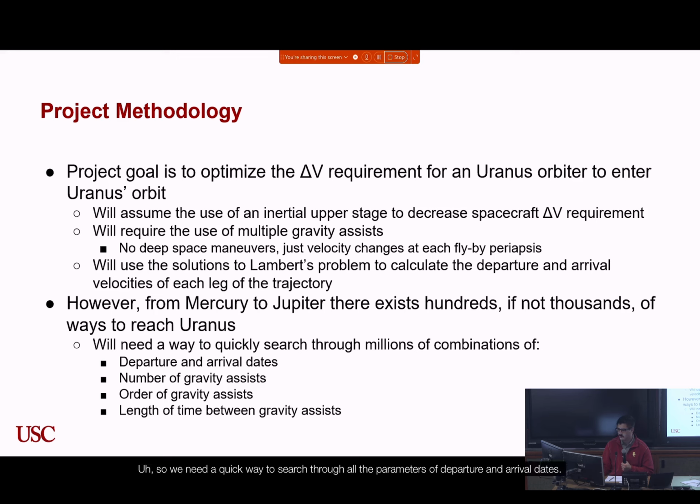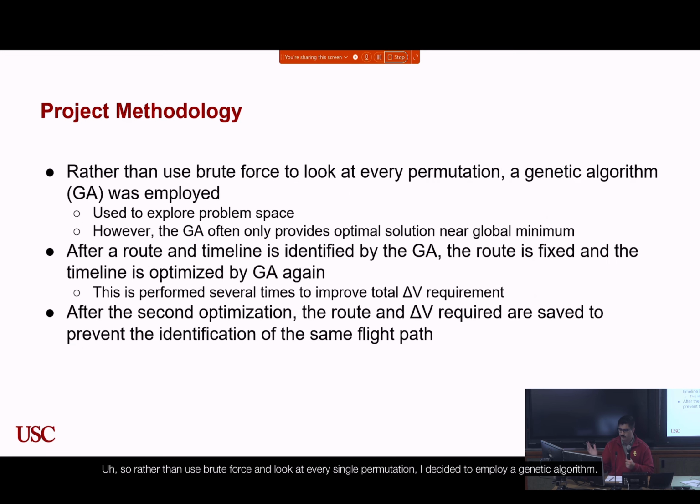So we need a quick way to search through all the parameters of departure and arrival dates, number of gravity assists, the order of the gravity assists, as well as the time in between each of the gravity assists. So rather than use brute force and look at every single permutation, I decided to employ a genetic algorithm. This algorithm is used to explore problem spaces of very complex nonlinear problems. However, the genetic algorithm often produces optimal solutions near the global minimum, but not the global minimum.